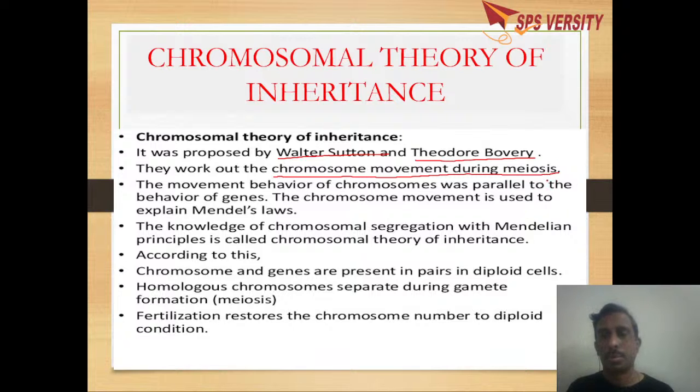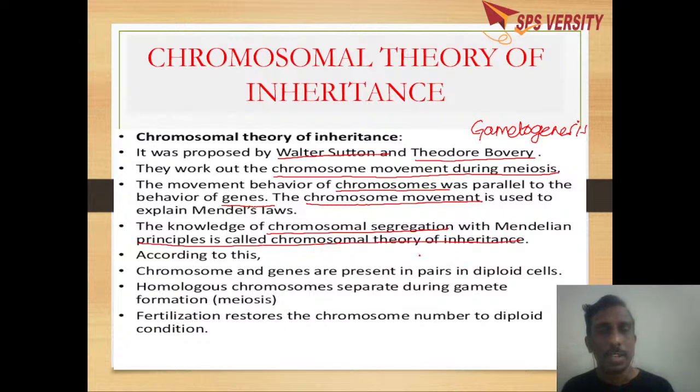Meiosis is a type of cell division which takes place during gametogenesis, where diploid germ cells are converted to haploid gametes. What they observed is that the behavior of chromosomes was parallel to the behavior of genes. So they used this chromosome movement to explain Mendel's laws. That means the chromosomal theory of inheritance is the linking of chromosomal segregation with Mendelian principles. That is called the chromosomal theory of inheritance.